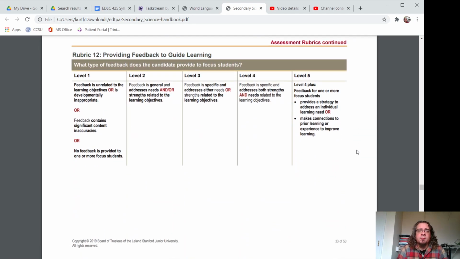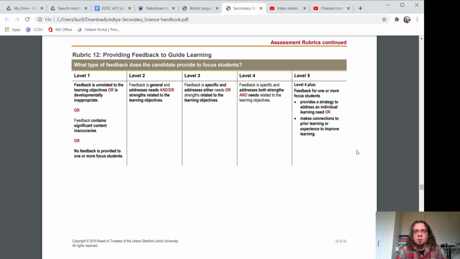Next one, providing feedback to guide learning. Level 3 feedback is specific and addresses either needs or strengths related to learning objectives. Level 4 is going to be both. You talked about the strengths and needs for improvement. So level 3 is one or the other. Hey, you did great on this, good job. Or, oh yeah, this area needs work. Here's what you did, and here's what needs to be done. That's level 3, doing just one of those. Level 4 is both.